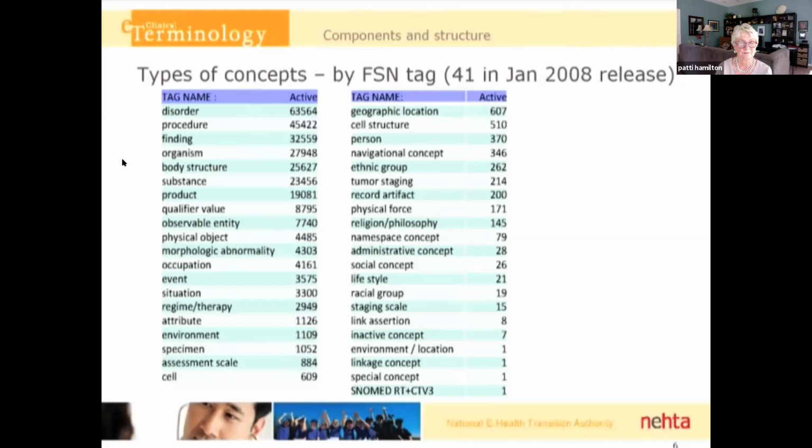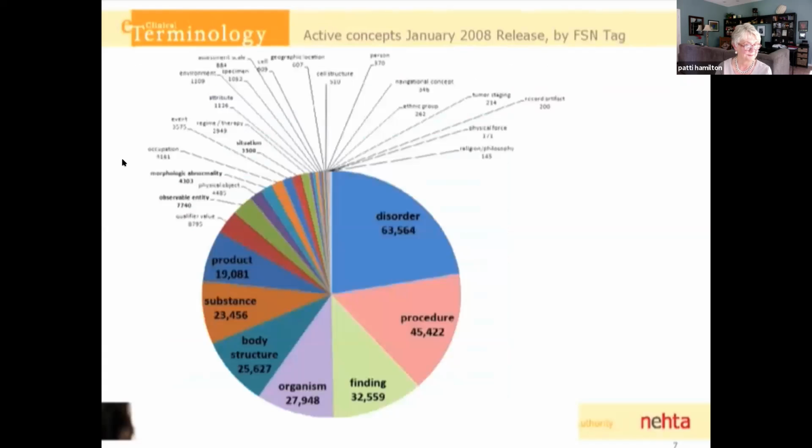If we look at it from a pie chart standpoint, the largest hierarchies are really disorders, procedures, findings, organisms, body structure, which includes anatomy and morphology, substances, which would be drug ingredients, and products, which would be drugs. So if you take those hierarchies, that represents the bulk of SNOMED CT. And for each of those, we're talking tens of thousands of different codes that need to be organized. So it's a very large terminology.